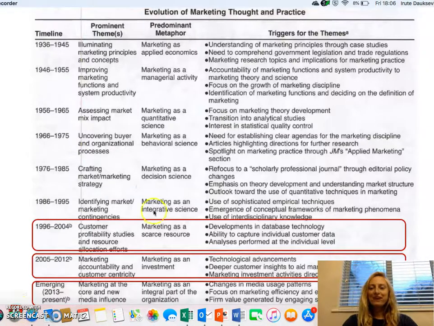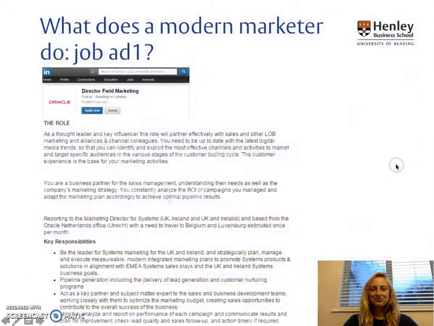Let's now move forward. So what does a modern marketer do?